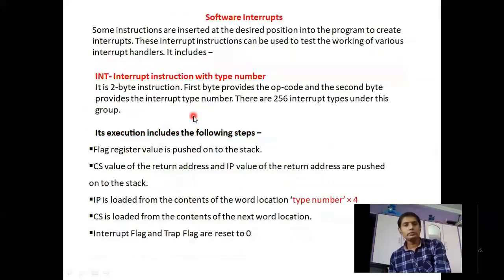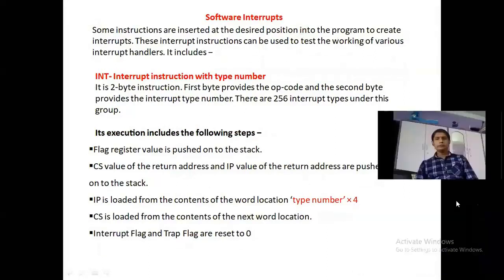So let us see the other one. There are some software interrupts here. Let us see what those software interrupts are. See, here some instructions are inserted at the desired position in the program to create interrupts. We are creating some instructions within the program, and those instructions are related to interrupts. Then those interrupts are called software interrupts.